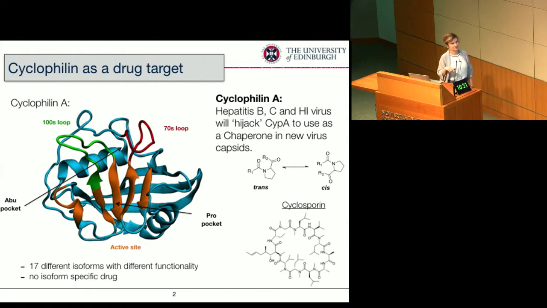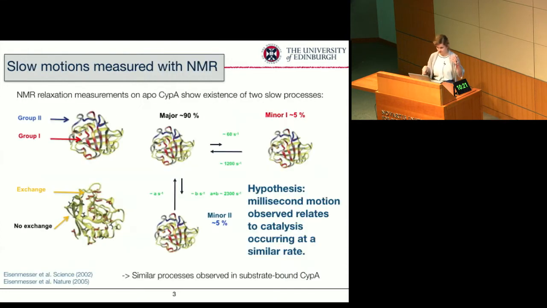This is not what I'm talking about, but because of work we've been doing here, this entire project I'm talking about came out of it. And therefore, I'm going to do a little excursion into what is experimentally out there on cyclophilin A. There's a bunch of NMR measurements that date back to the early 2000s, done by Eisenmesser et al., where they managed to distinguish two groups of motions in cyclophilin, which are slow motions and slower motions.